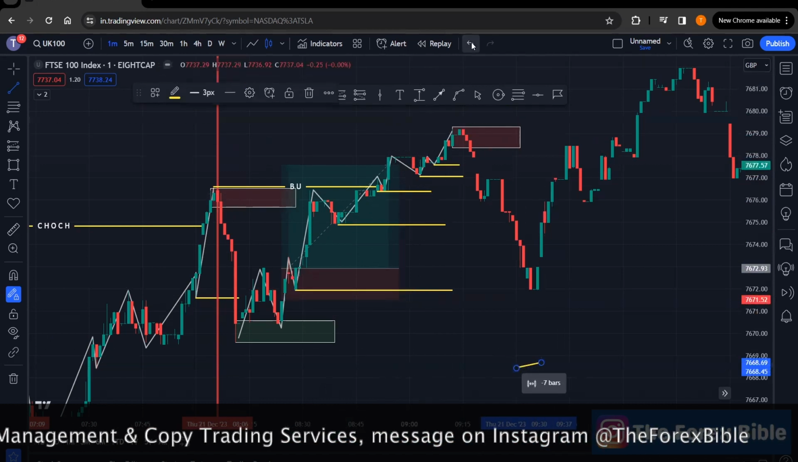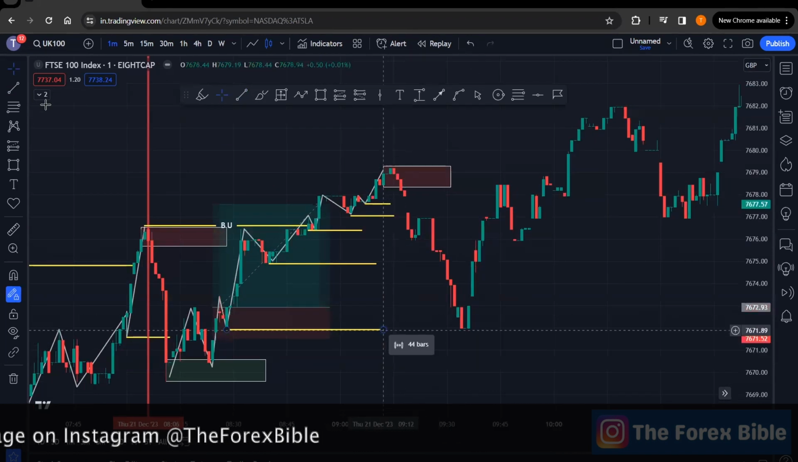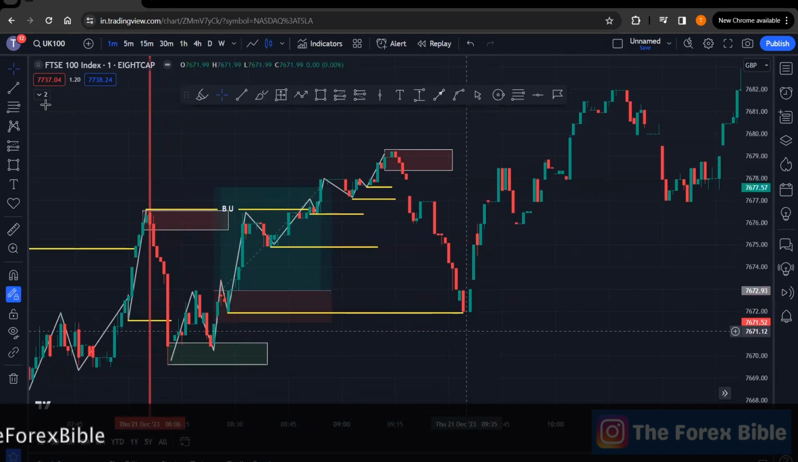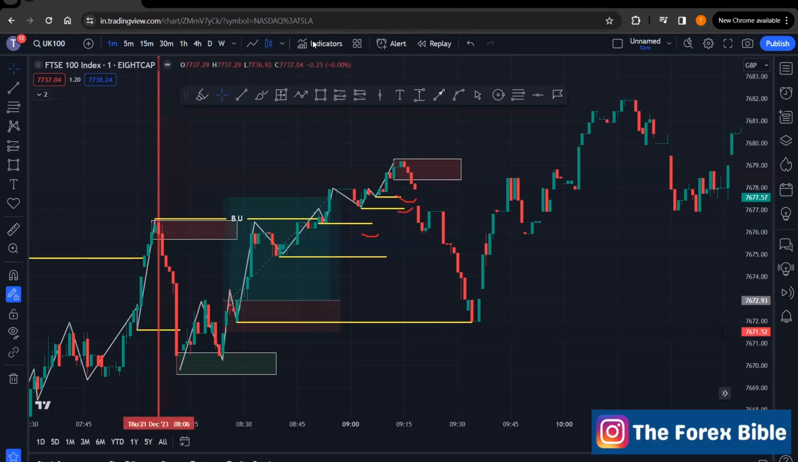And as you can see, what happened is that the price took all of this liquidity. When the price started retracing in the market, it took all of this liquidity, including this one. So price has taken out all the liquidity available over here, over here, over here, over here, and over here.